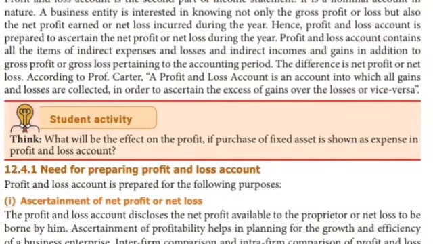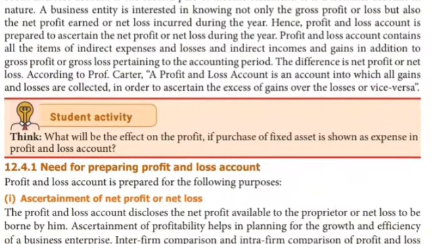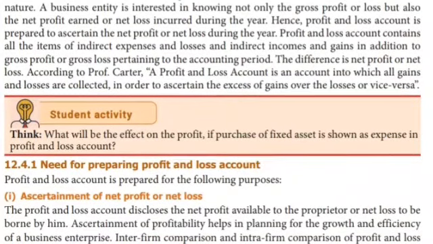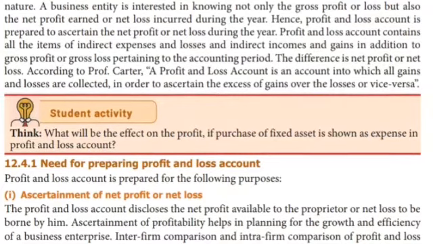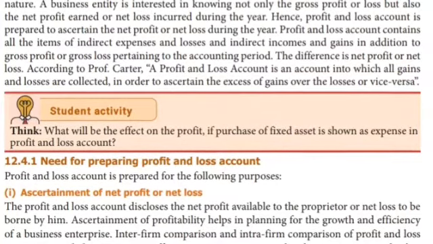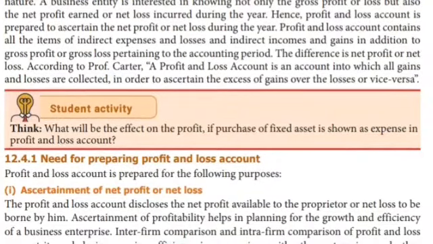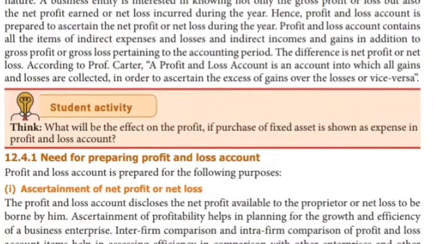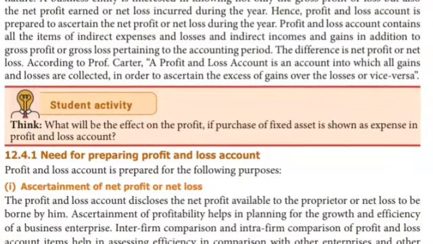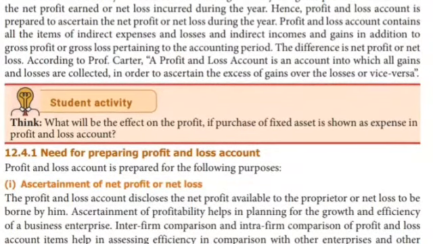The P&L account contains all the items of indirect expenses and losses, and gains, in addition to the gross profit. It contains all items of income, indirect expenses related to buying and selling the goods, and indirect incomes. Next, gross profit or gross loss pertaining to that accounting period. We debit or credit all the indirect expenses to find out the net profit or net loss. The difference is the net profit or net loss.